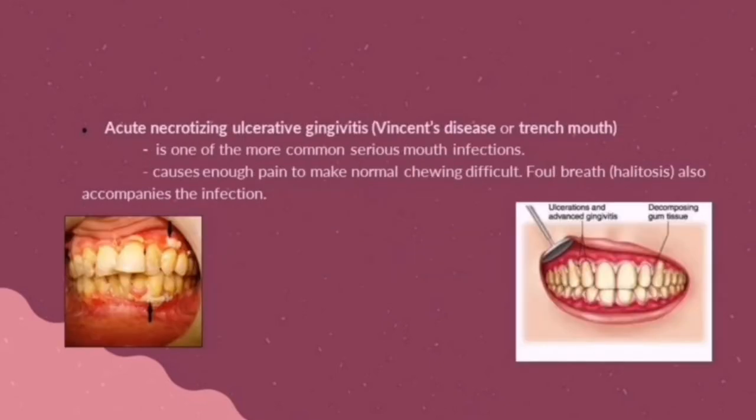Acute necrotizing ulcerative gingivitis, or Vincent's disease, or trench mouth. It is one of the more common serious mouth infections. It causes enough pain to make normal chewing difficult. Foul breath, or halitosis, also accompanies the infection.